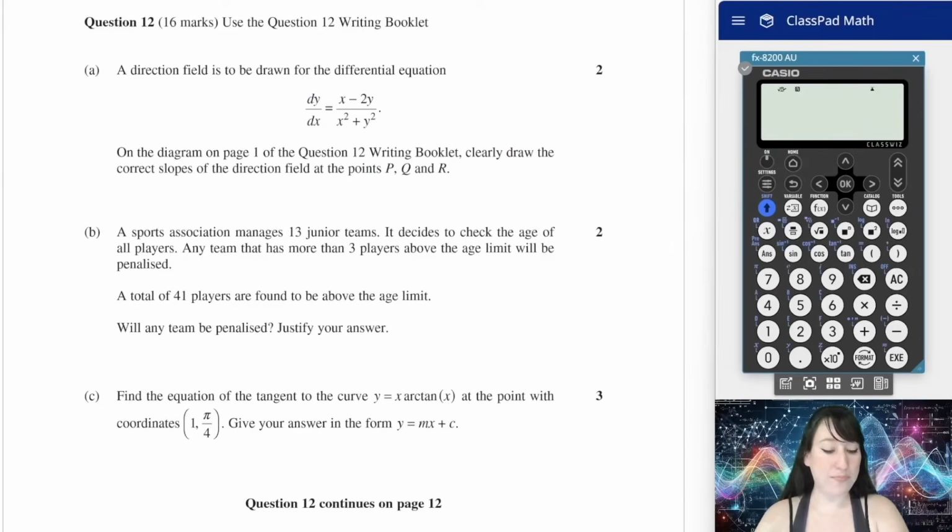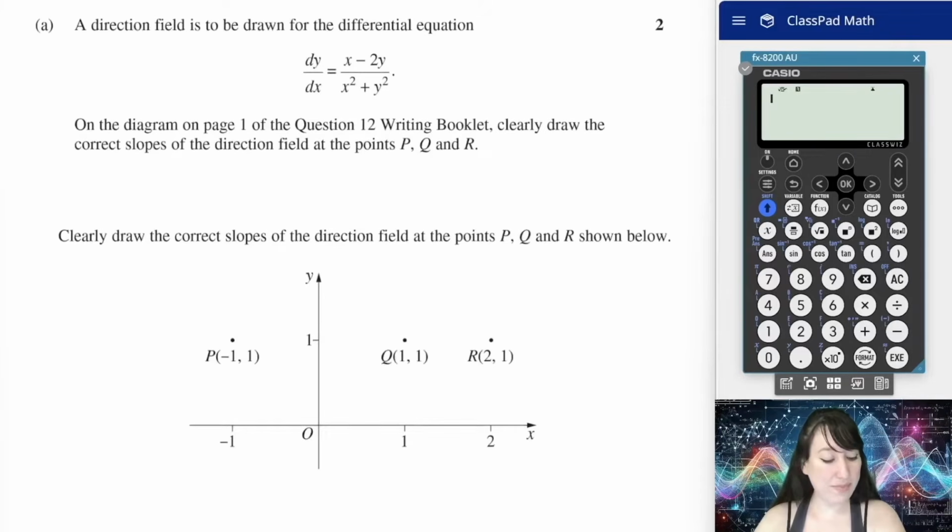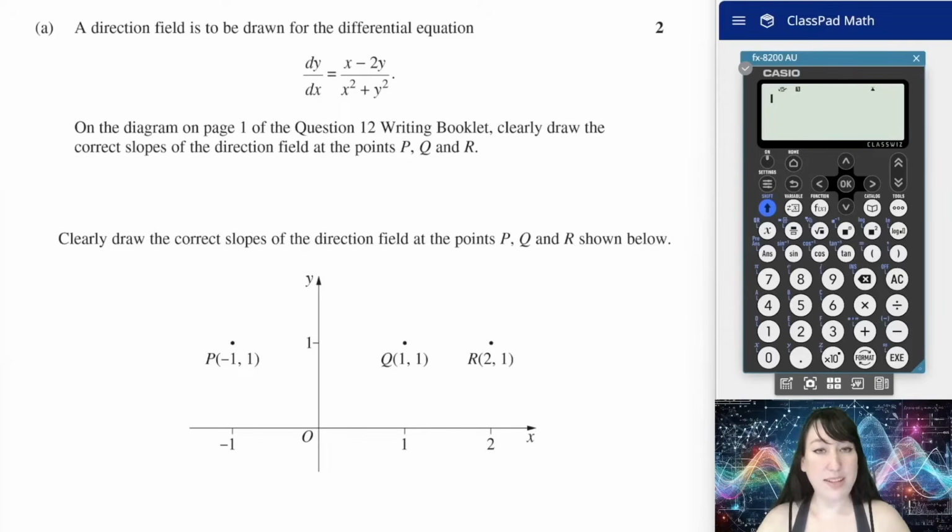Question 12a. A direction field is to be drawn for the differential equation dy/dx equals (x minus 2y) over (x squared plus y squared). On the diagram on page 1 of the question 12 writing booklet, clearly draw the correct slopes of the direction field at the points P, Q, and R. Okay, I have here the diagram from the question 12 writing booklet. We need to draw the correct slopes of the direction field at P, Q, and R. So let's start with P.